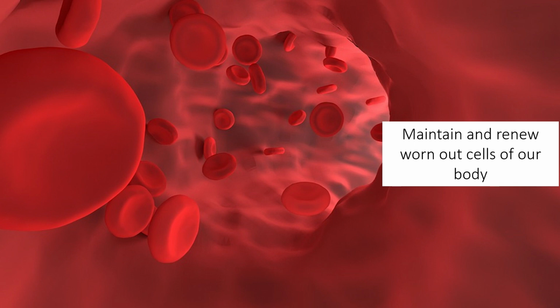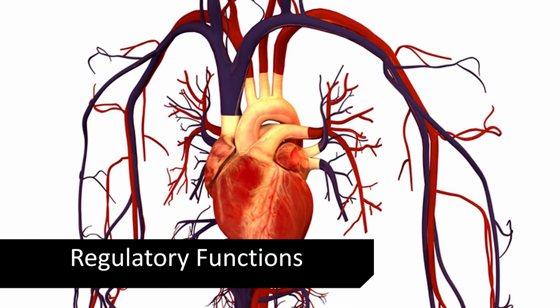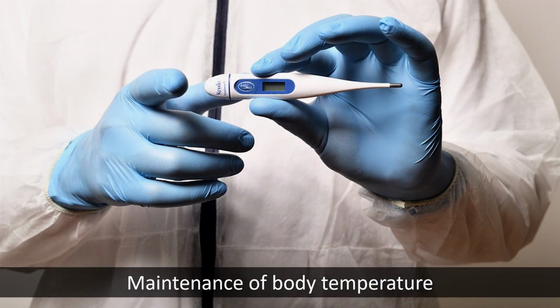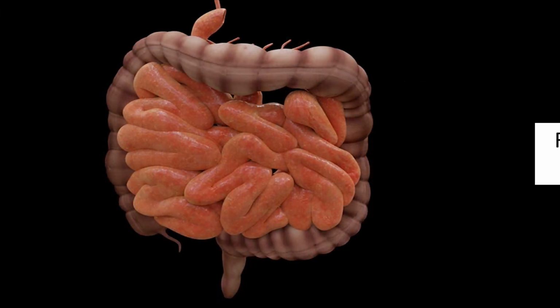The body tissues are constantly worn out and new cells are added. And for this, you need the substances present in food to maintain the body. The last physiological function is the regulatory function along with the protection to the body. Among the regulatory functions, the beating of the heart, the maintenance of body temperature, the muscle contraction, removal of waste from the body, all these go on, and food provides some essential substances to also protect the body from diseases.